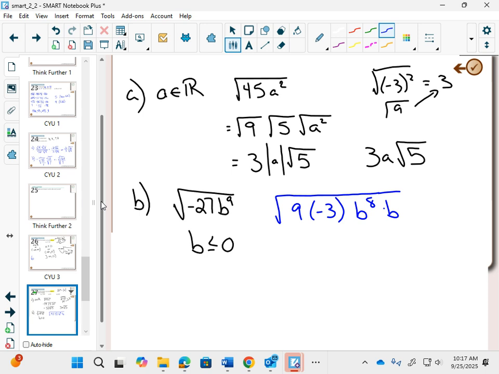Okay? Now, I'll write the equal sign. Which one of these can I do? I could do the 9. That would come out. Square root of 9 is 3. I can do the b to the 8. Square root of b to the 8 is b to the 4. And I don't need the absolute values because the 4 would make it positive anyways. Oh, this is complicated. Lots of thinking. What's left inside? I still have the negative 3 and 1 b.